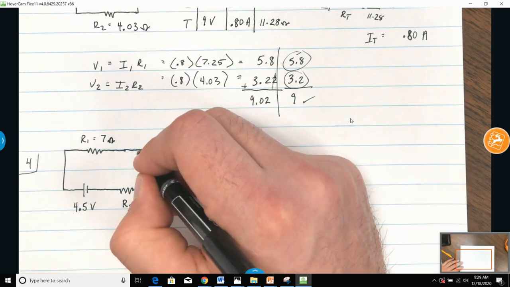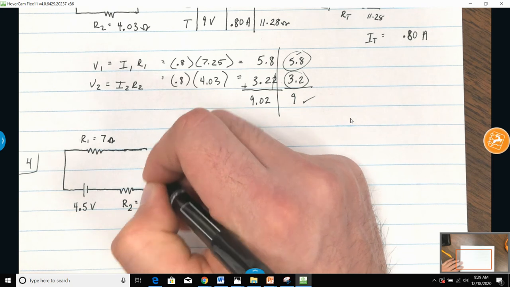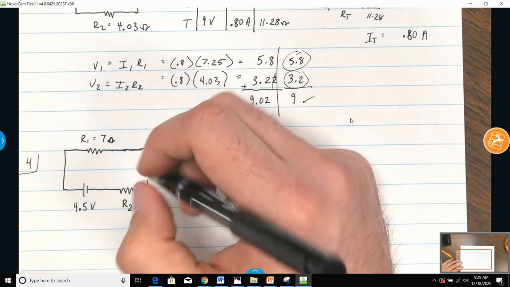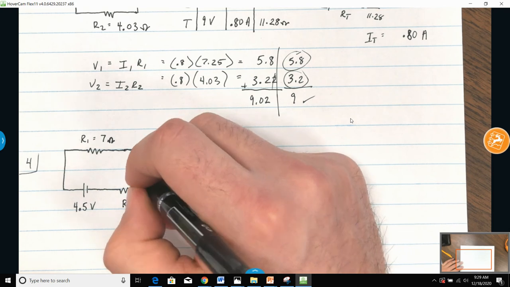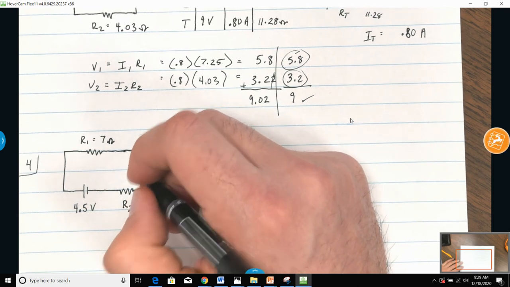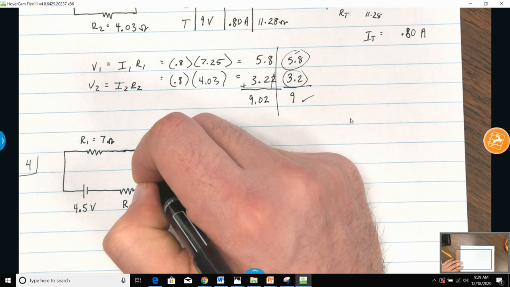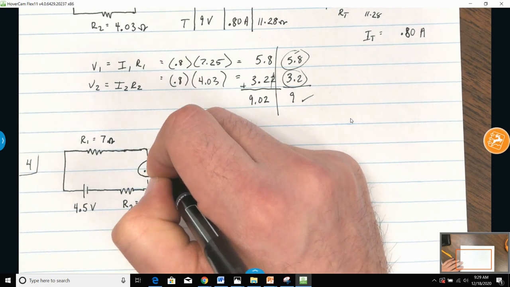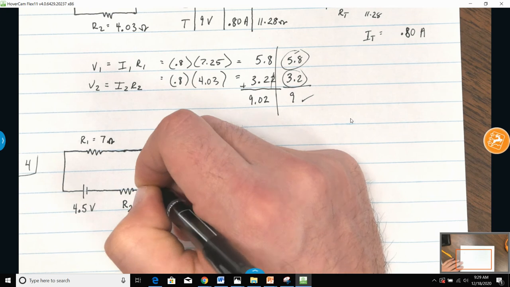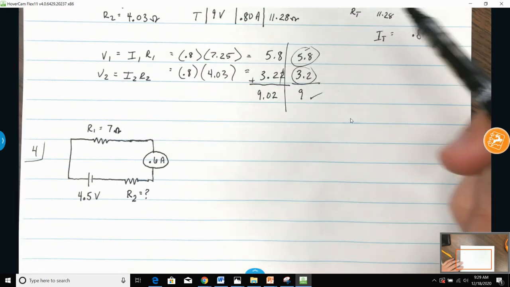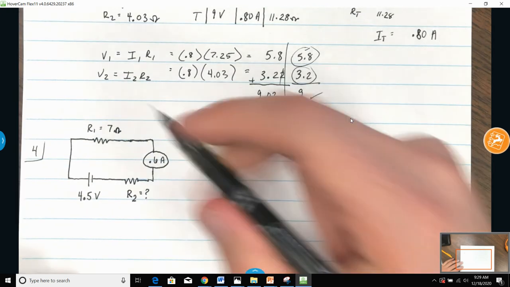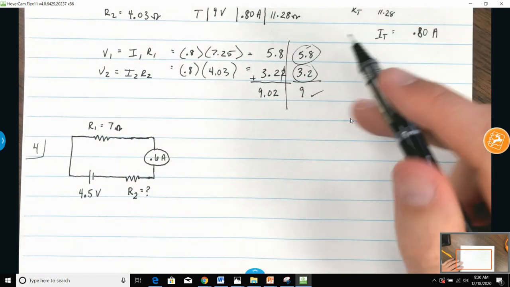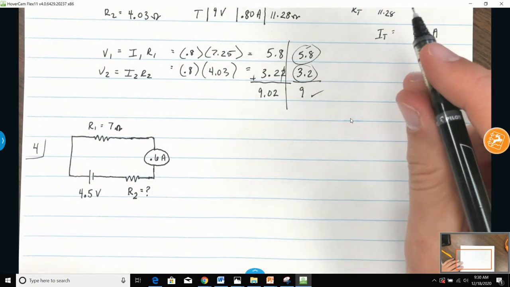And the only other piece of information that they give us is that we have an ammeter that tells us the current in the circuit is 0.6 amps. So when you see this symbol, this is going to tell you the current running through a specific point in the series or in a circuit. Now for a series circuit, current is the same everywhere.